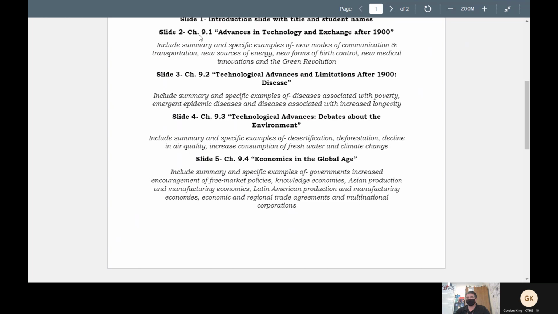Slide number 2, potentially more, you're going to go over Chapter 9.1, Advances in Technology and Exchange After 1900. You need to include a summary of the chapter and specific examples of new modes of communication and transportation, new sources of energy, new forms of birth control, new medical innovations, and the Green Revolution. Now, I didn't just pick this stuff out of a hat. These are the things that you need to know based on the College Board Curriculum Guide.